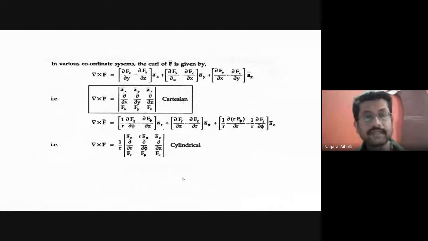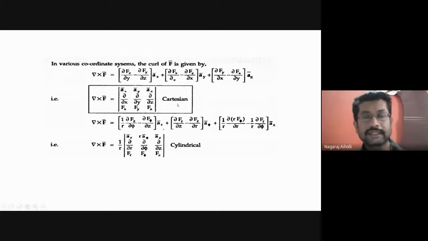In the Cartesian coordinate system, the curl of F bar, del cross F bar, is equal to dou Fz by dou y minus dou Fy by dou z into Ax bar, plus dou Fx by dou z minus dou Fz by dou x into Ay bar, plus dou Fy by dou x minus dou Fx by dou y into Az bar. I can express it in determinant form as del cross F bar equals the determinant with rows Ax bar, Ay bar, Az bar; dou by dou x, dou by dou y, dou by dou z; Fx, Fy, Fz.